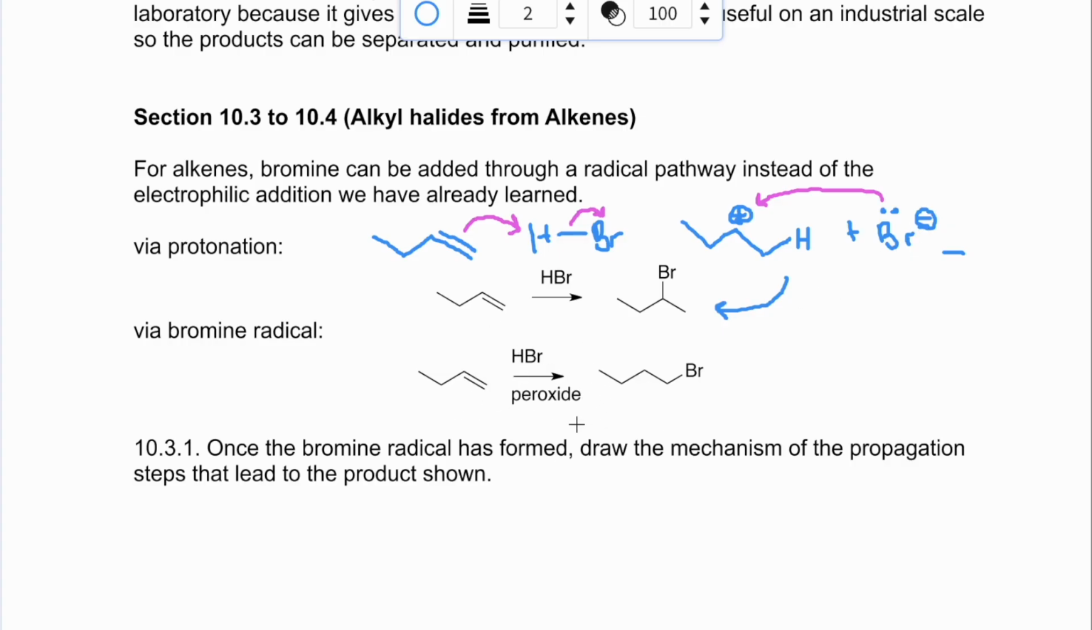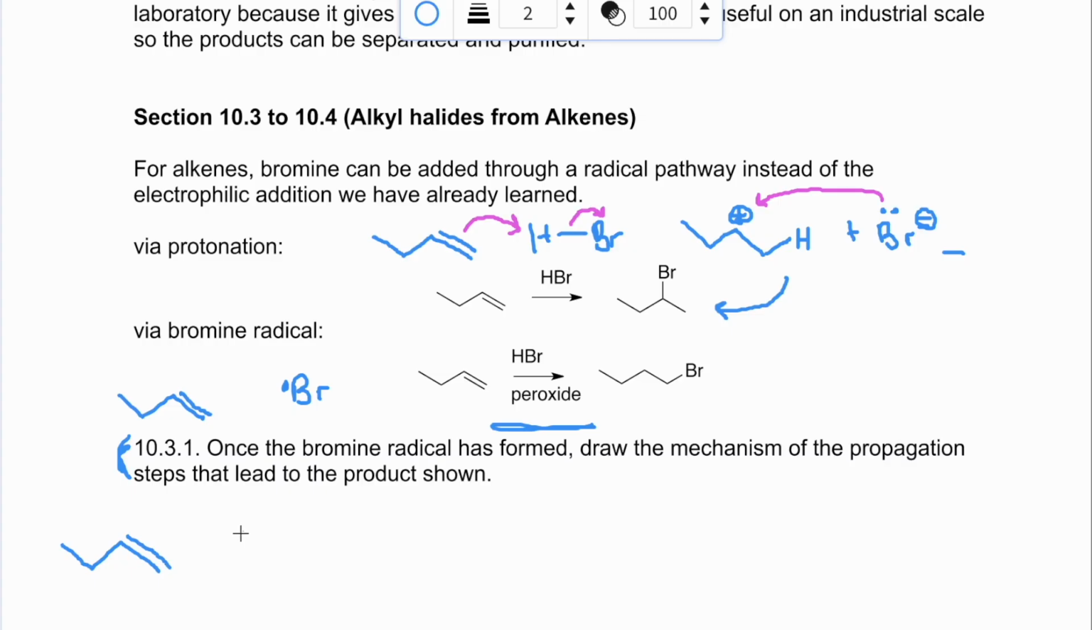Your textbook does not mention this, but one of the videos I posted on Canvas at the time said that if you use peroxide, you get the anti-Markovnikov product. That's because this goes through a radical and not a cation. If you want to pause the video and try drawing the mechanism of what would happen when you add a radical to this alkene, you can give that a try. I guess that is this question over here.